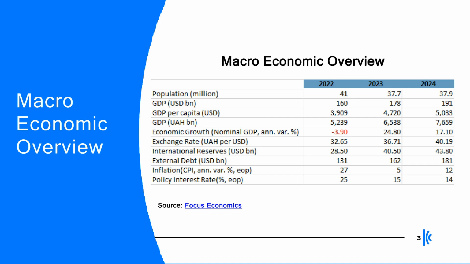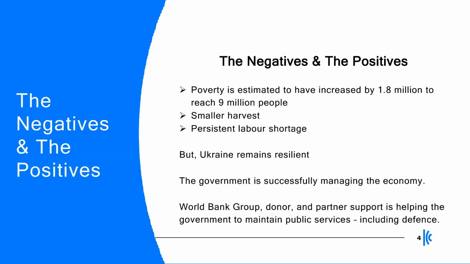Nonetheless, there are understandably negative economic indicators, as we will see in the following slides, together with the factors which provide a more positive outlook. The figures and statistics that I will show you are sourced from Focus Economics and the ITC's trade map. Links to both these services are included in the description below. The negatives and the positives. Let's deal with the negatives first.